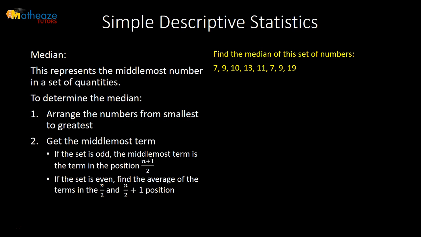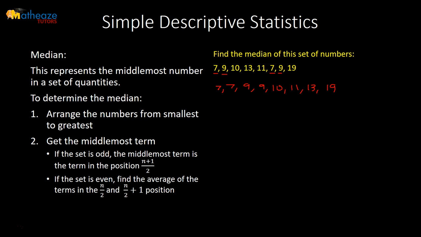Now we're going to look at an even distribution. So what we do with even distributions is, the first step is to arrange the numbers in numerical order from least to greatest. Now we're going to look for the average of the numbers in the n over 2 and n over 2 plus 1 positions. So let's start off by arranging this in numerical order. We start off with 7. We have 9. We have 9. Well, there are 2 7s, so that's another 7 here. So we have 7, 7, 9, 9, now we have 10, 11, 13, and 19.